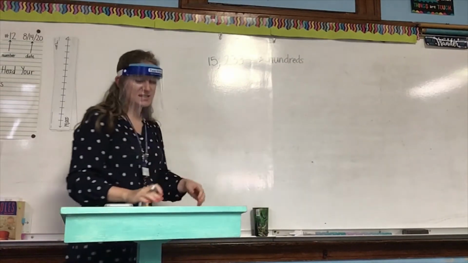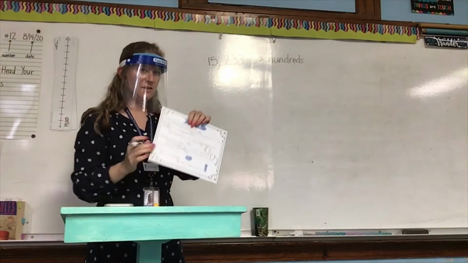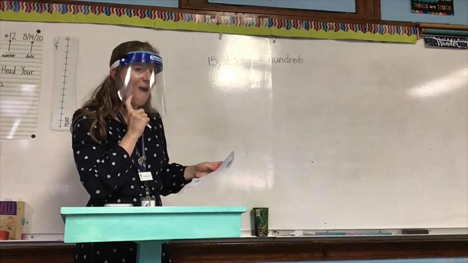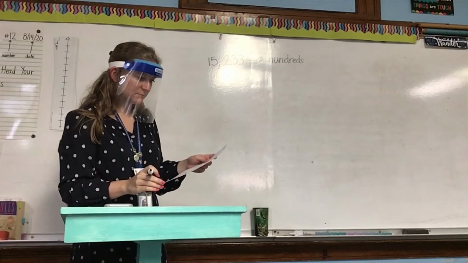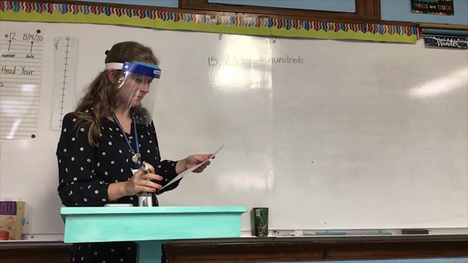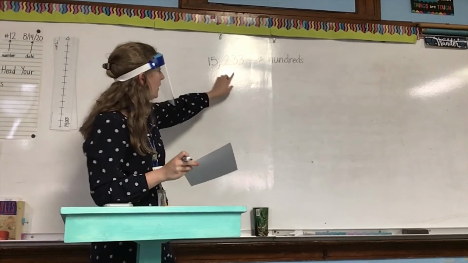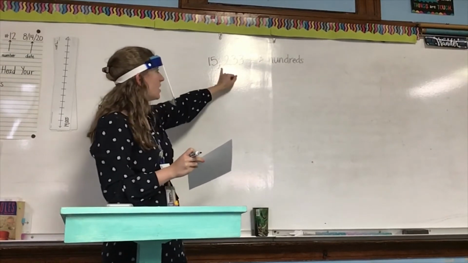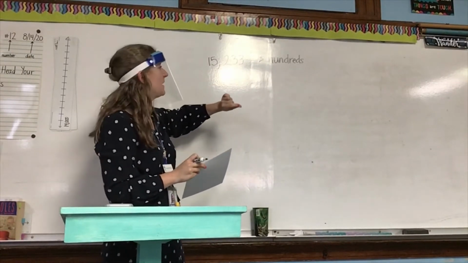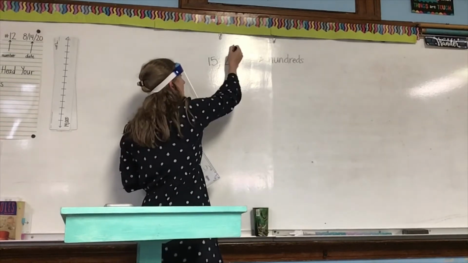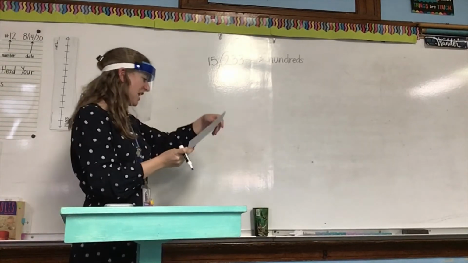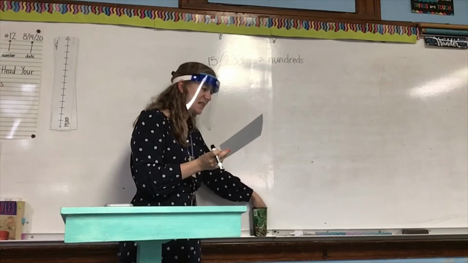Carla told us that step 1 was what? Carla? Find the rounded place and circle it. So we know we're rounding to the hundredths. So in this number, we need to find the hundredths place and circle it. Ones, tens, hundredths. We have a 2. Thank you, Carla. What is step 2?